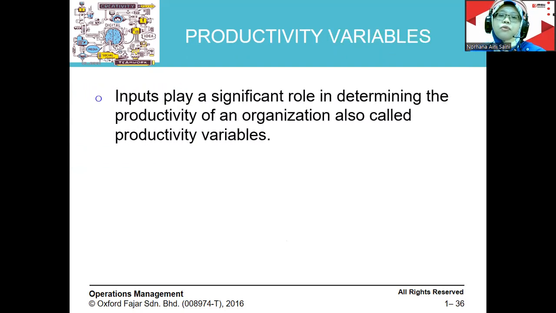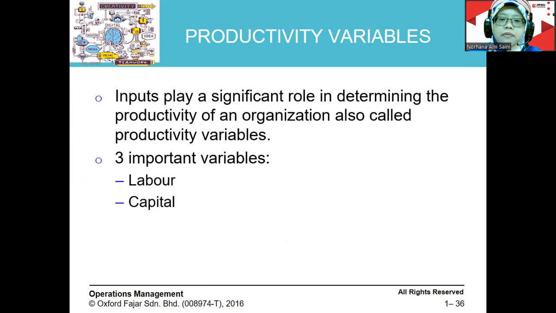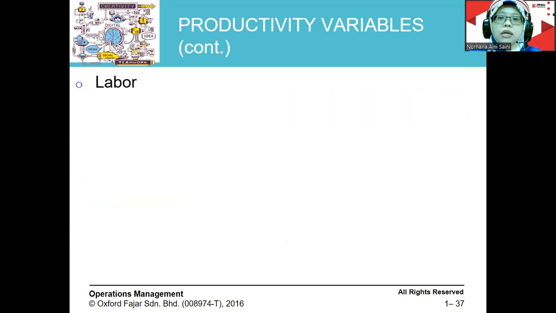Now we go to the productivity variables. They have three variables. When we talk about productivity variables, input plays a significant role in determining the productivity of an organization, also called the productivity variables. In other words, they can be changed. The three important variables are labor, capital, and also management.